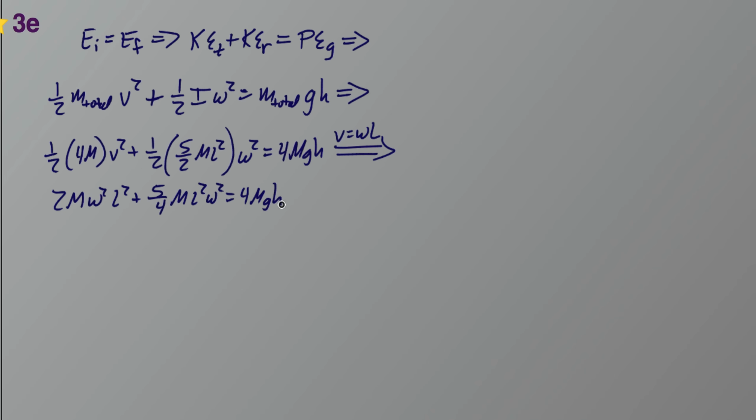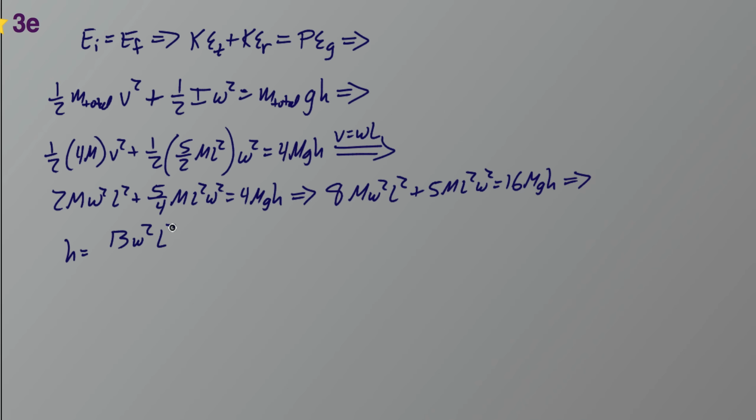Now it becomes a bit of an exercise in algebra. I'm going to multiply everything by 4 to get rid of that 5/4. So I would have 8 capital M omega squared L squared plus 5 capital M L squared omega squared equals 16 capital M gh. We've got 8 of these plus 5 of those. That's going to be 13. Therefore, h equals 13 omega squared L squared over 16g. 13 omega squared L squared over 16g is what I came up with for that.